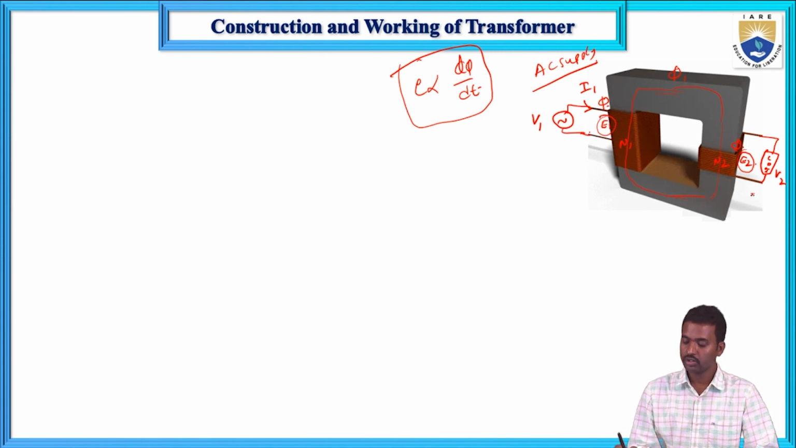Now if there is no load, no current flows, and if you connect the load, current flows in the secondary winding. That current is I2. I am repeating the working principle again.